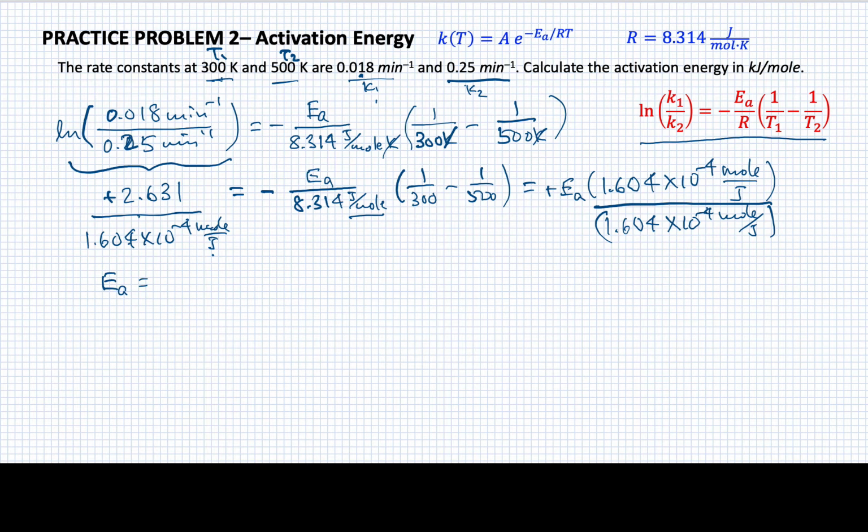this ratio, which is 16,400 in units of joules per mole. And if we want to write that in kilojoules per mole, it would be 16.4 kilojoules per mole. And that's the answer for this part of the practice problems.